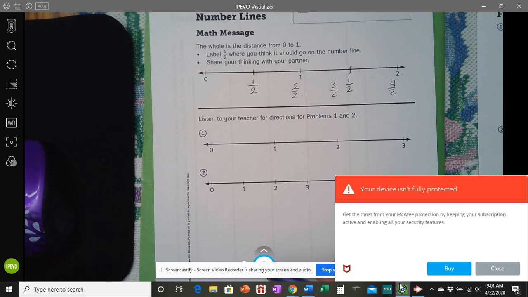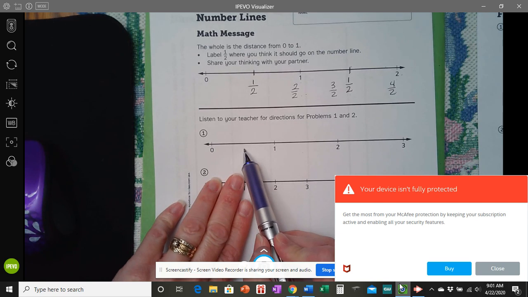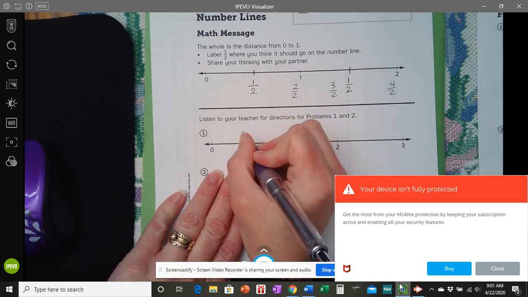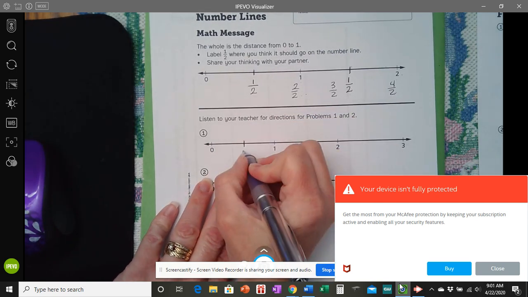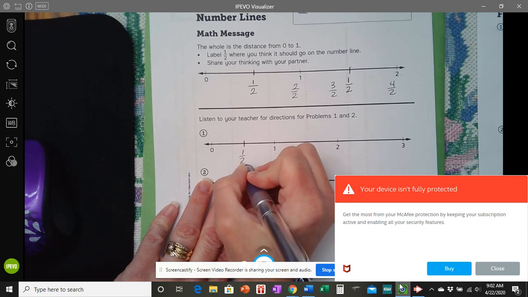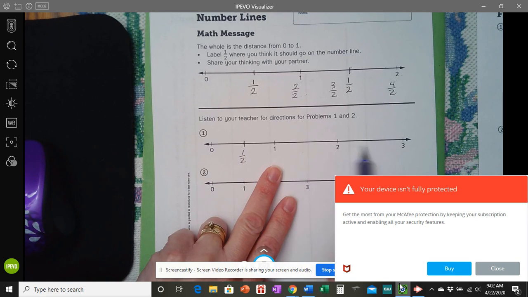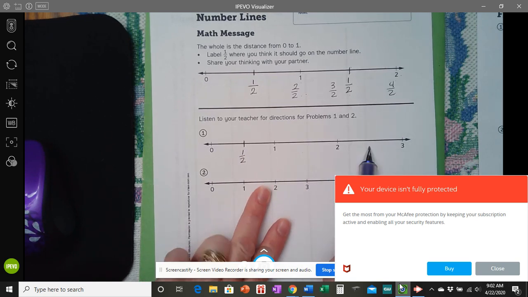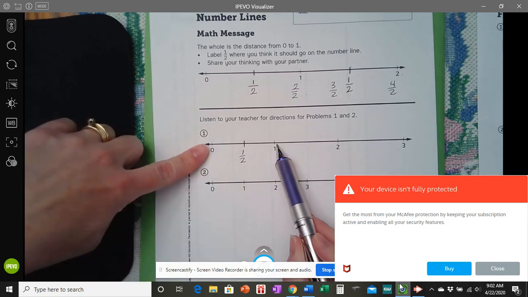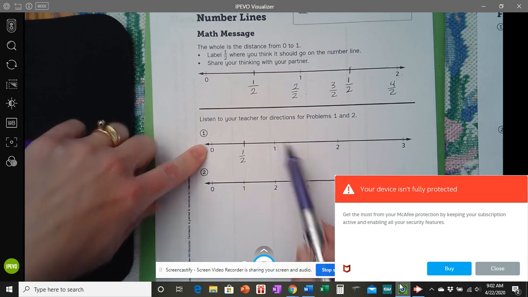Alright, so I want to make half, and remember it's halfway between the 0 and the 1. I'm going to make my tick, and I'm going to label it 1 over 2. I have 2 sections. Now don't let the fact that we have a longer line confuse you, because we're only looking at this one piece, this one whole.